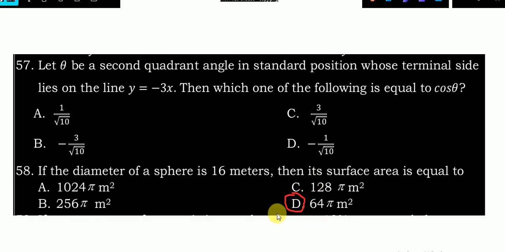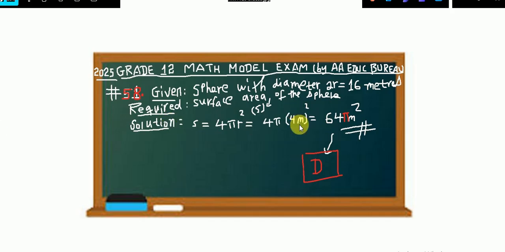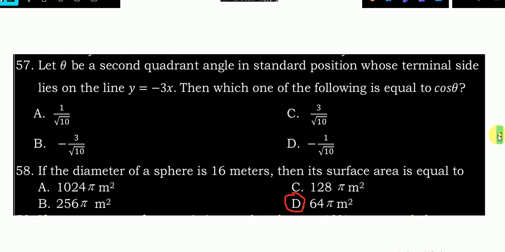So the answer is not D, sorry. The answer is not D, it is B. The answer for problem number 58 is B, 256. Check it, because the radius is not 4. The radius is half of diameter, it is 8. 8 square means 64 times 4 means 256, and there is pi in the formula. So the answer is 256 pi meter square.